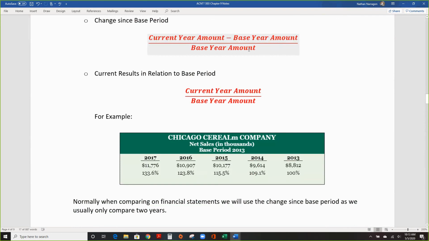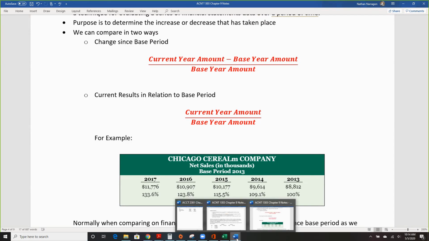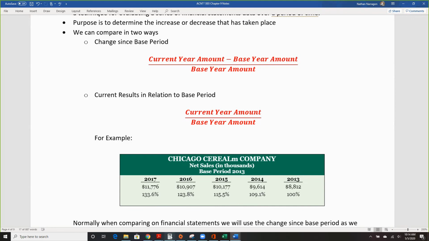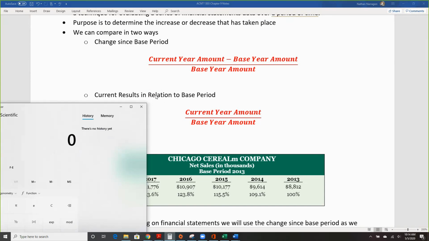Okay. Current results in relation to base period: this is your current year amount divided by base year amount. To give an example, you can see what's going on here. The calculator's right there. Right now they give an example of the current results to base period, which is basically 9614 divided by 8812.